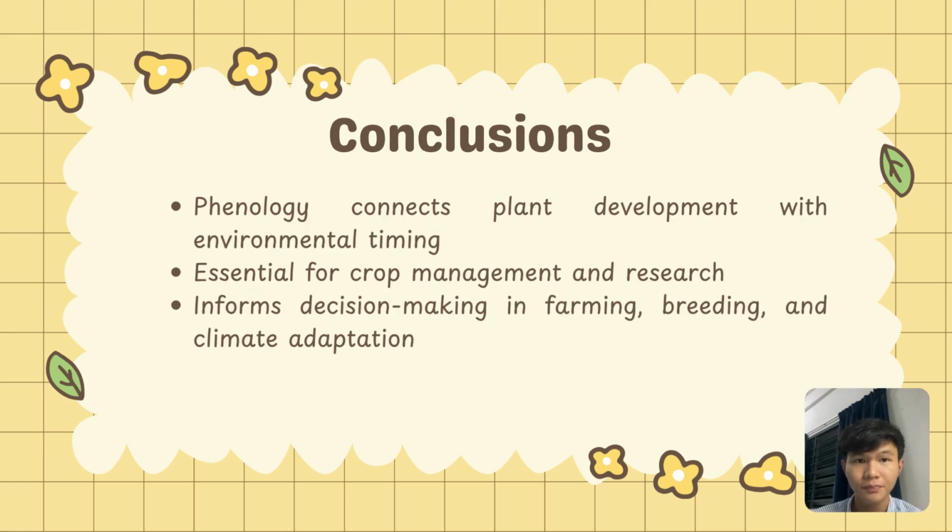In conclusion, phenology plays a crucial role in understanding plant life cycles. It helps us link development with both internal factors like genetics and hormones and external factors like weather and soil. Understanding phenology allows us to make smarter decisions in agriculture, adapt to changing climates, and ensure better productivity and food security.